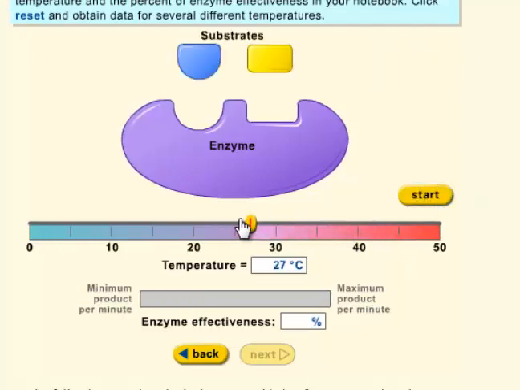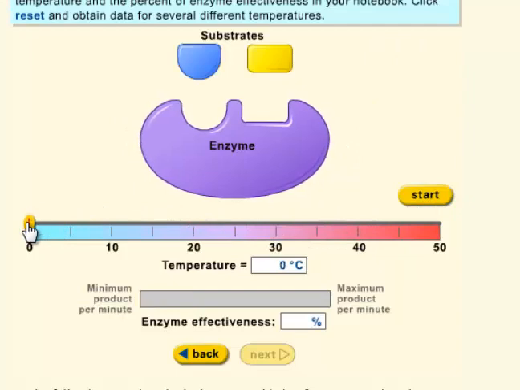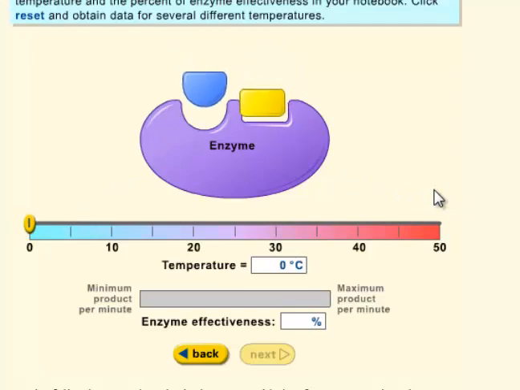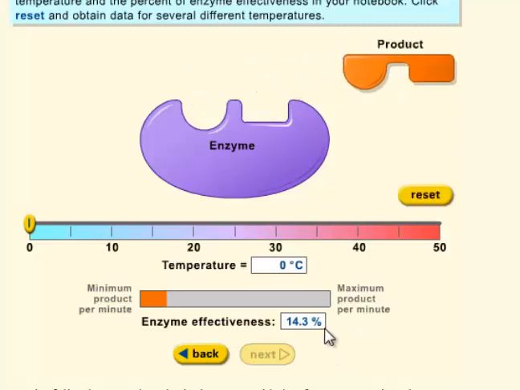Same thing happens if we go in the other direction. If we get really, really, really cold, the enzyme is going to kind of scrunch up, and the substrates are going to have a really hard time fitting within there. And remember, chemicals also move slower when it's colder. Okay, so they might get in there eventually, but it takes a really long time, and it's only 14% effective.